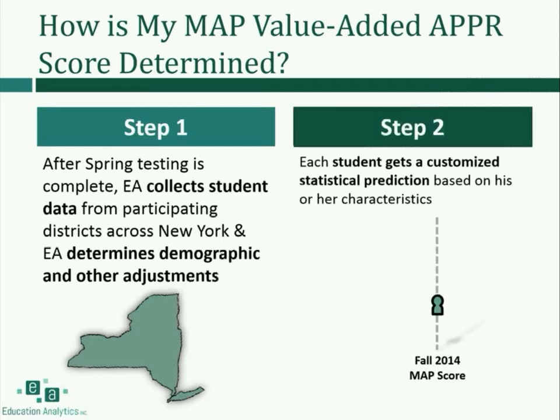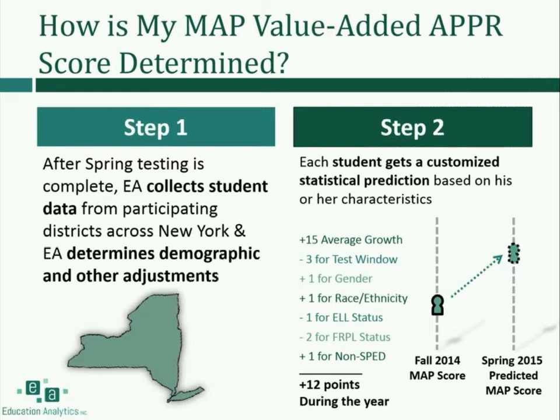The second step in the process is that Education Analytics makes a customized statistical prediction for each student based on his or her characteristics. So we have that fall test score for each student, and then we look across the state after spring testing has completed. We make sure we can get a customized prediction for each student based on his or her characteristics.